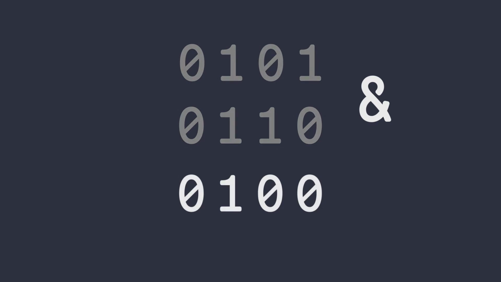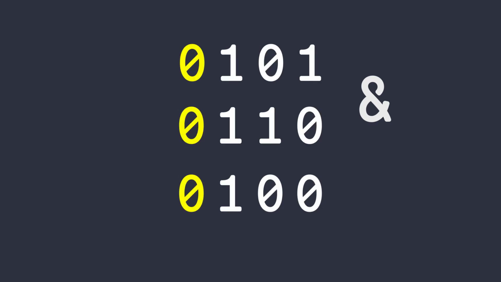AND will take two values and compare each bit in each corresponding slot, and if there's a 1 in both slots, then the result is 1, otherwise it will be 0. So let's say we have two numbers, 5 and 6, or in binary, 0101 and 0110. If we AND them together, we get the result 0100.